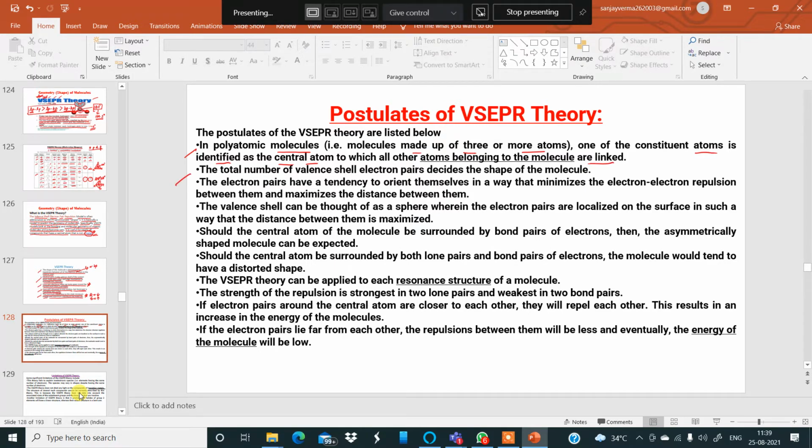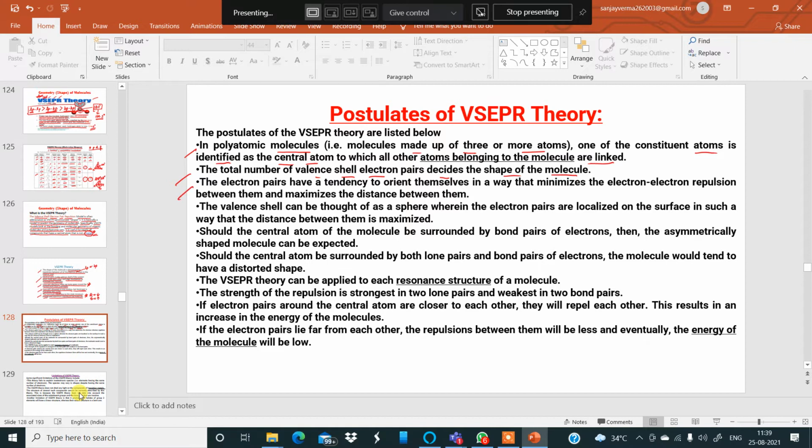The second one, the total number of valence shell electron pairs decides the shape of the molecule. So it is very important. The total number of valence shell electron pairs will decide what will be the shape of the molecule. Will it be linear, or trigonal planar, or trigonal bipyramidal, or tetrahedral, or octahedral? It is all dependent on the valence shell electron pairs.